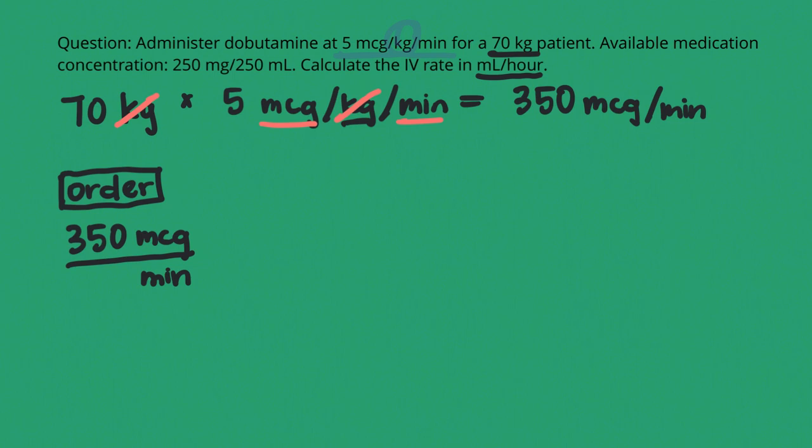As we mentioned before, our first step was to identify the body weight and take care of that. Now we have our order. Let's look at the time first. We know we're trying to go to milliliters per hour. This is where we're trying to figure out for this patient. And if we look at the bottom here, we're trying to go from minutes to hours. All right, that's where we're trying to head.